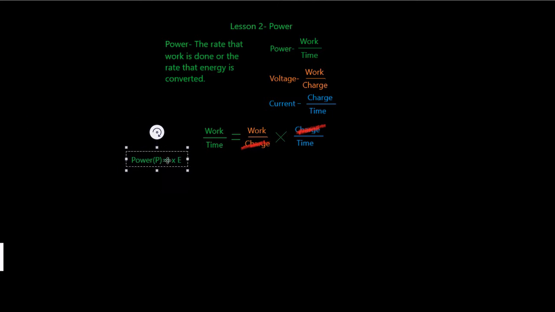This means that power is equal to current, which we express with the letter I, times voltage, which we express with the letter E. So power is equal to current times voltage. So if you have a system with some voltage across a component, and then you measure the current going through the component, you multiply those together, you will find the power that the component is consuming.